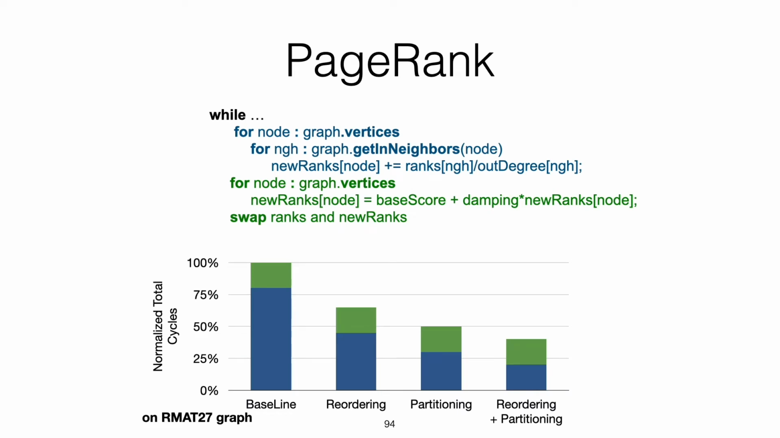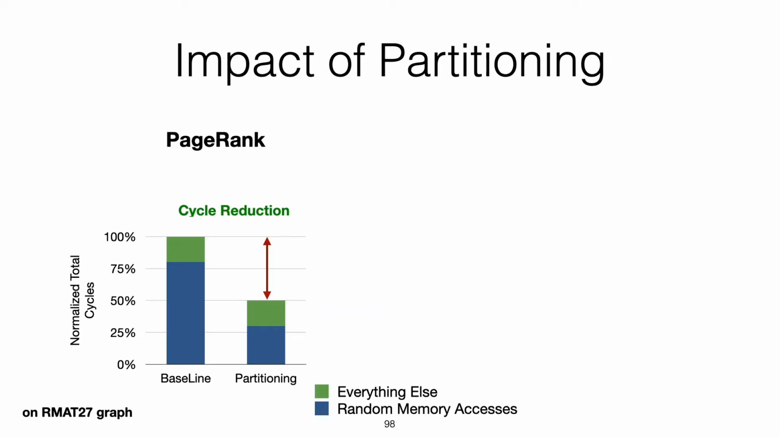In the previous example, if you do frequency-based reordering, you get about 35% cycle reduction. If you use partitioning only, you get 50% cycle reduction. If you do both together, we get about 60% cycle reduction. So this is really, really nice. We are getting really good performance for PageRank.